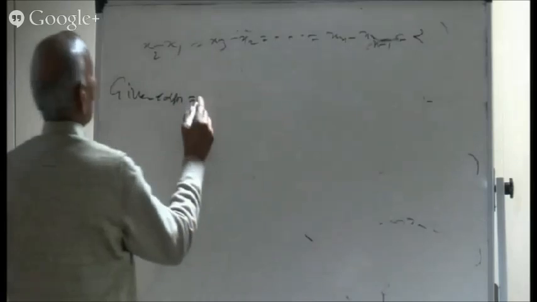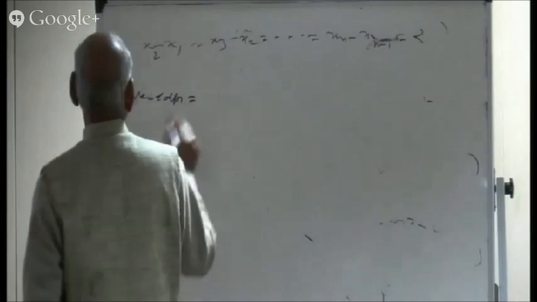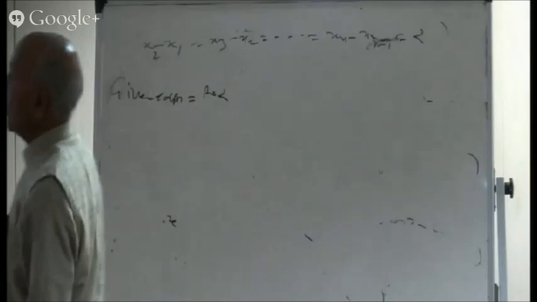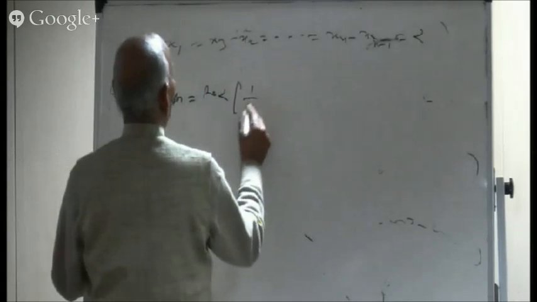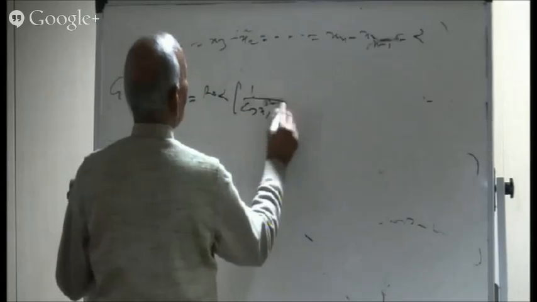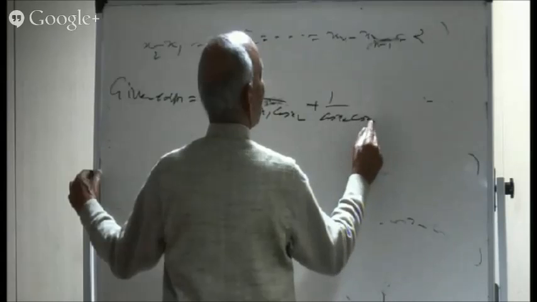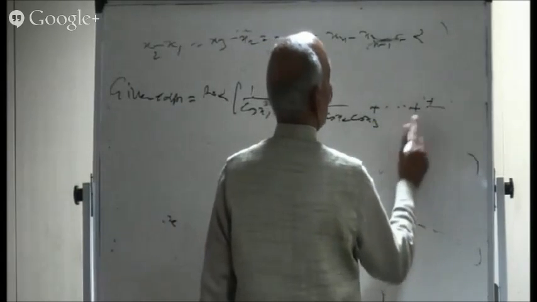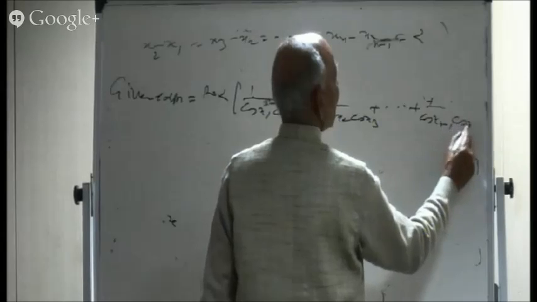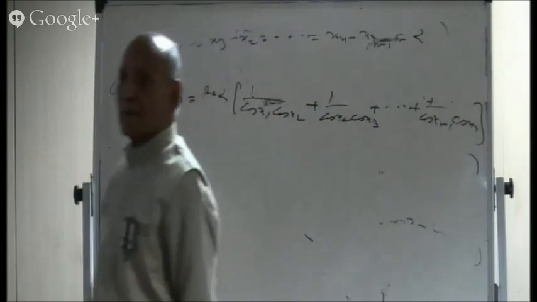So the given expression is equal to sine of alpha times secant x1 secant x2. Can I write this as 1 over cos x1 cos x2, plus 1 over cos x2 cos x3, and so on, up to 1 over cos x(n-1) cos xn? Secant of x1, secant of x2, I have just written as 1 by cos x1, 1 by cos x2. That's what I have done.